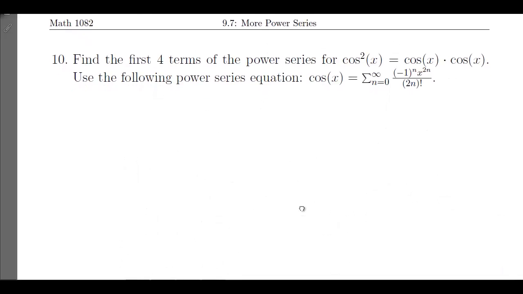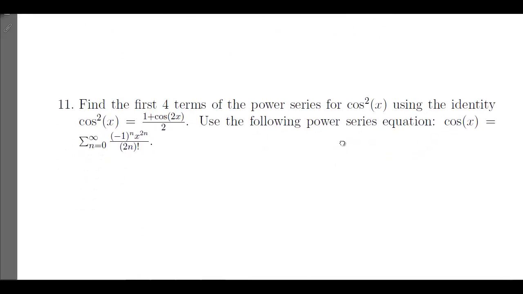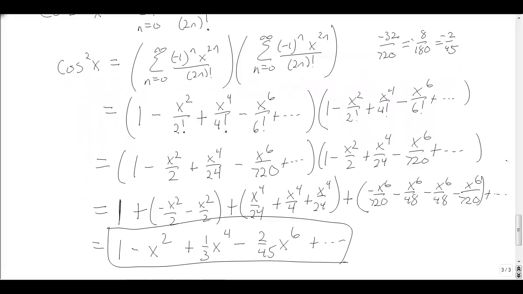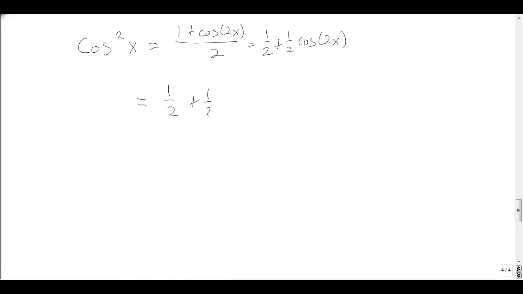Last one, we're going to do cosine squared x, find the first 4 terms again, but now we're going to use a different trig identity, a different setup. So we're going to use here, we should get the same answer, we can check that. But now I'm going to use cosine squared x is 1 plus cosine 2x over 2. Note this is 1/2 plus 1/2 times cosine 2x. So what you get is this is 1/2 plus 1/2 cosine x, let me just write that up here again.